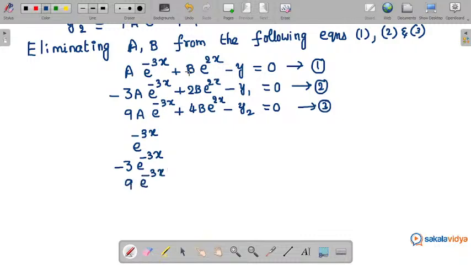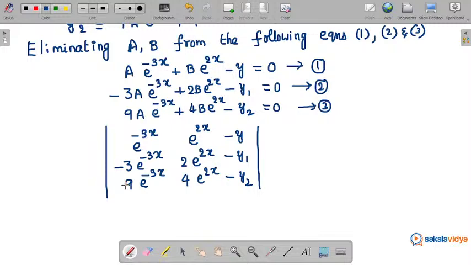In the similar manner, the b coefficients from 1 to 3 you need to write. The b coefficient in the first equation is e power 2x. Next, from the second equation, that is 2 times e power 2x. From the third equation, that is 4 times e power 2x. Directly, whatever is there, from the first equation minus y write down, second equation minus y1, third equation minus y2, determinant equals 0.